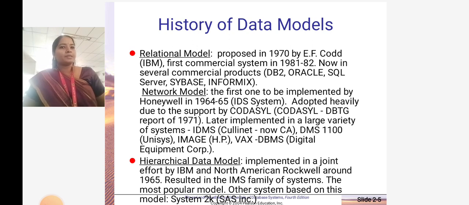Now it has been commercialized in several products such as Database 2, Oracle, SQL Server, Sybase, Informix, Informatica, and so on. Honeywell in 1964 to 65 adopted it heavily due to the support by Codd, and it was later implemented in a large variety of systems. Then comes the hierarchical data model. It was implemented in a joint effort by IBM and North American Rockwell around 1965.